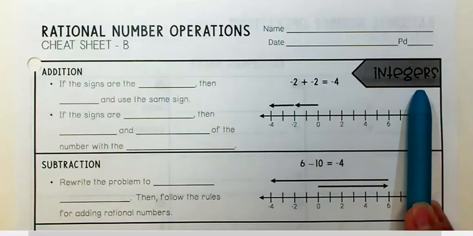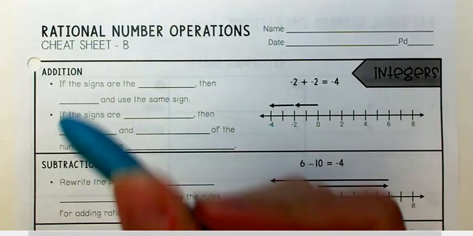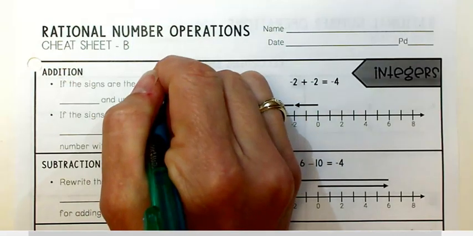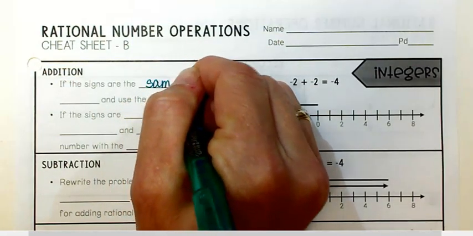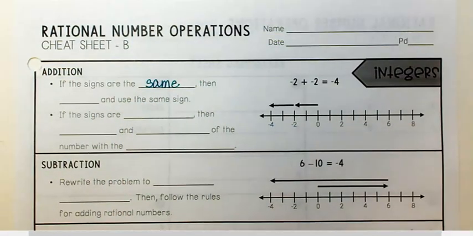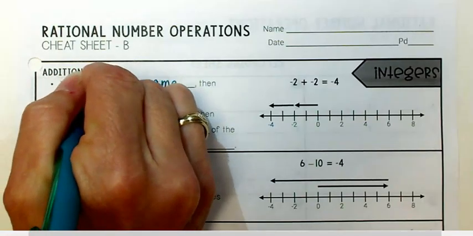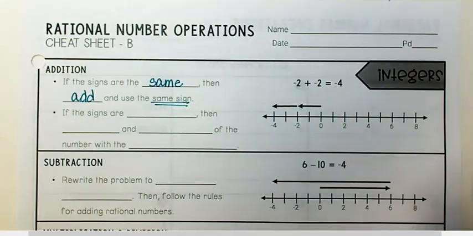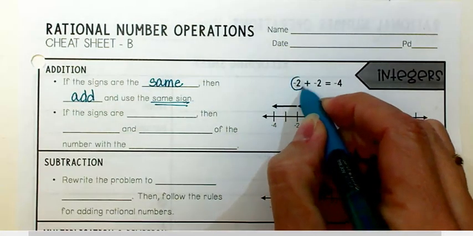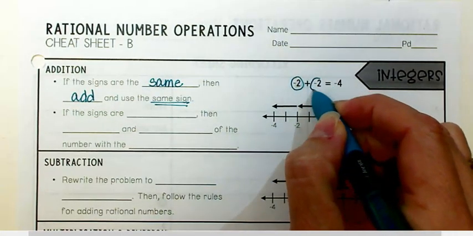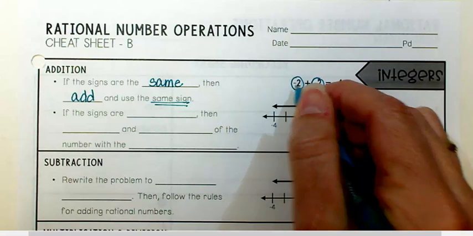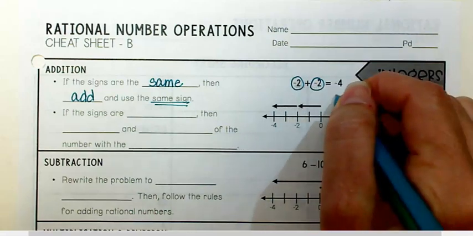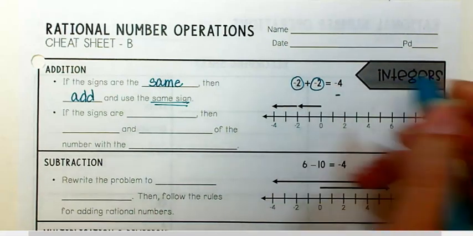If the signs on two numbers are the same, then all you're going to do is add them, and your answer is going to use the same sign. For instance, over here, I have -2 plus -2. So I have negatives on both, so my answer is going to be negative, and then I just add 2 and 2.